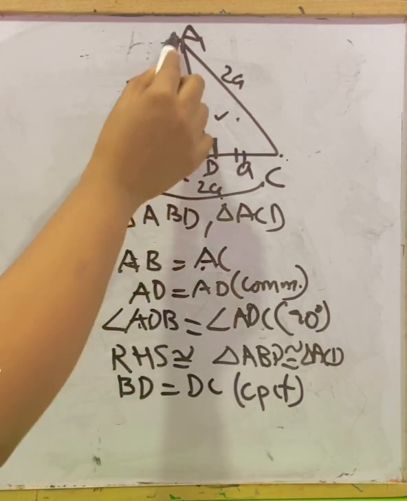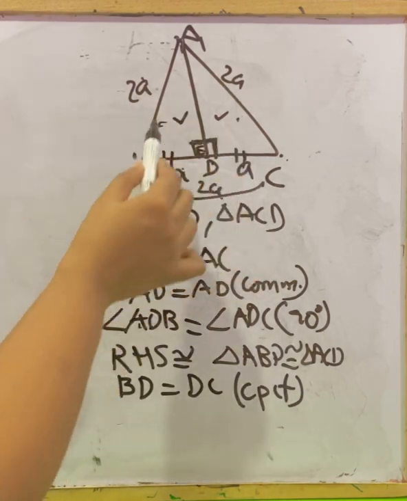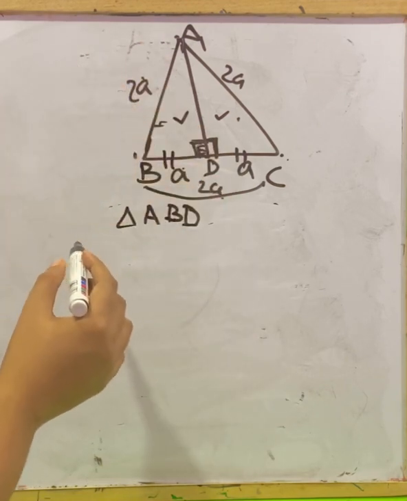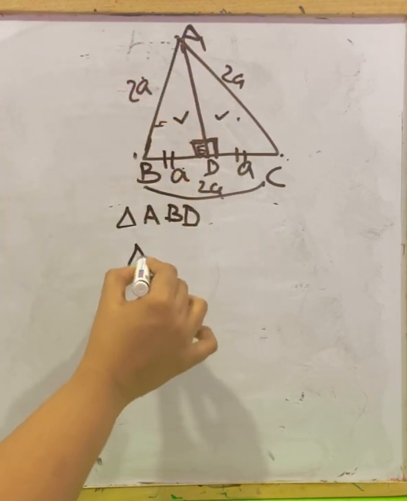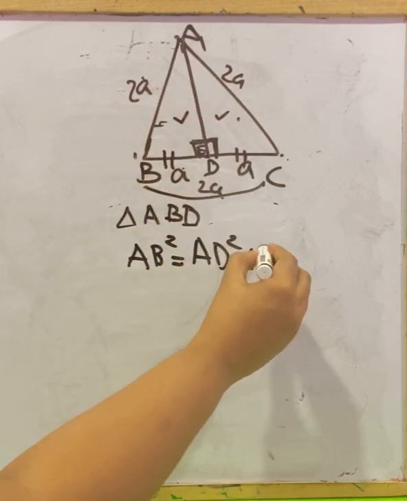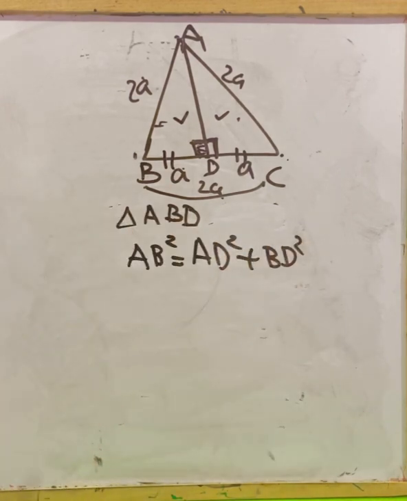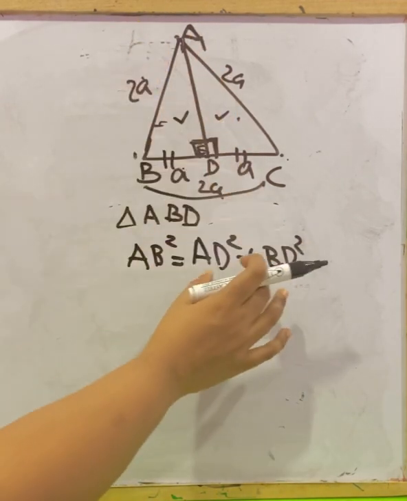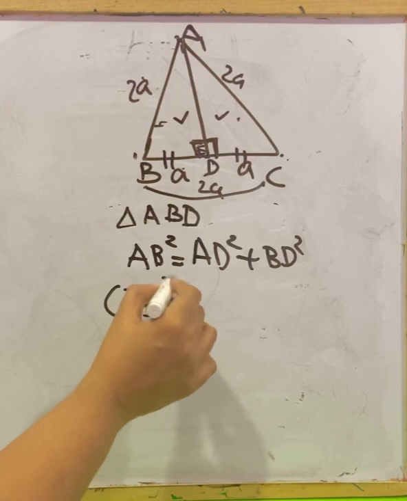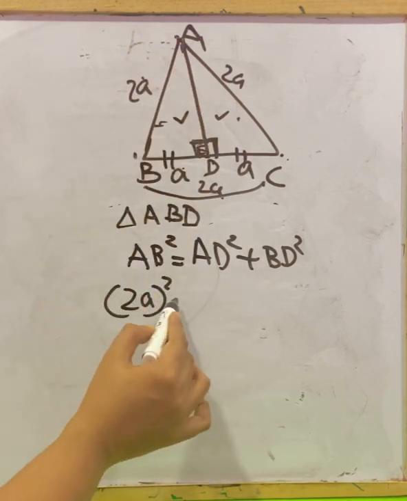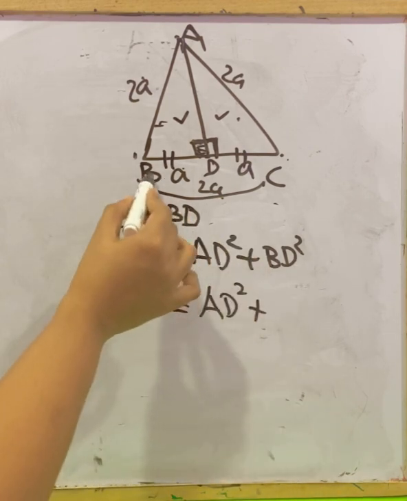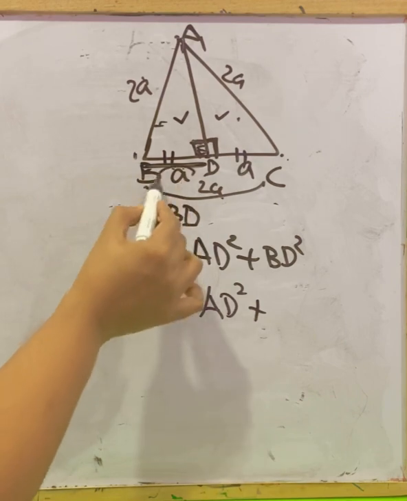Now let us consider one of the right triangles here. We can see two right triangles. We will consider one right triangle. Let that be triangle ABD. In that we have AB as hypotenuse. So hypotenuse square is equal to AD square plus BD square. According to Pythagoras theorem, hypotenuse square is equal to altitude square plus base square, and we know AB is 2A. So 2A whole square is equal to AD square, which we don't know, plus BD square. BD means this length and we got it as A.